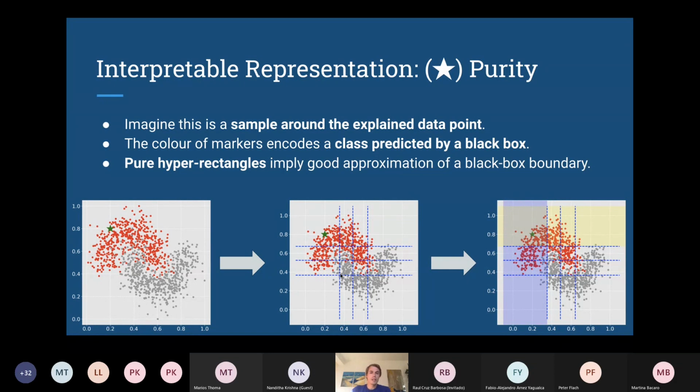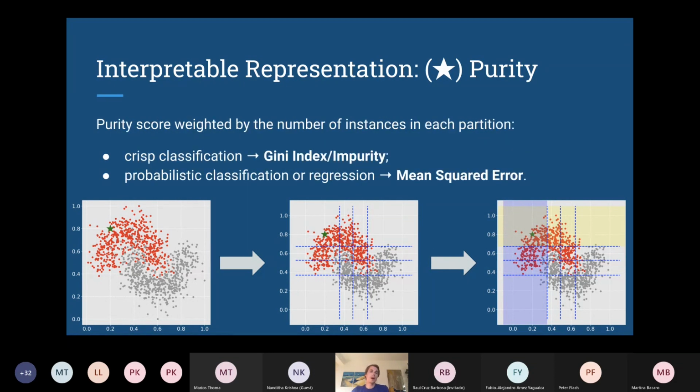How would you do that in higher dimensions? You just compute either Gini index or Gini impurity for crisp classification, or mean squared error for probabilistic classification. And you'd calculate that based on the predictions of your black box for each individual hyperrectangle here or here. And this allows you to assess whether you do not cut through the black box decision boundary with your discretization or binarization. So it's a really good proxy.